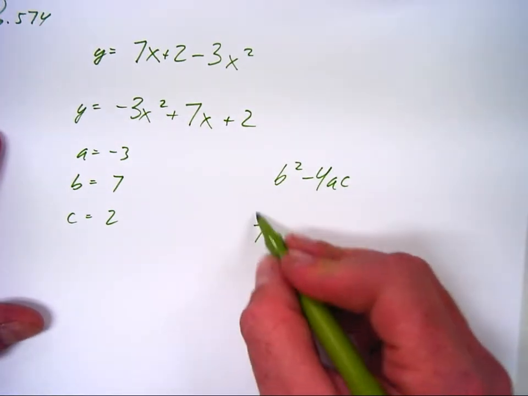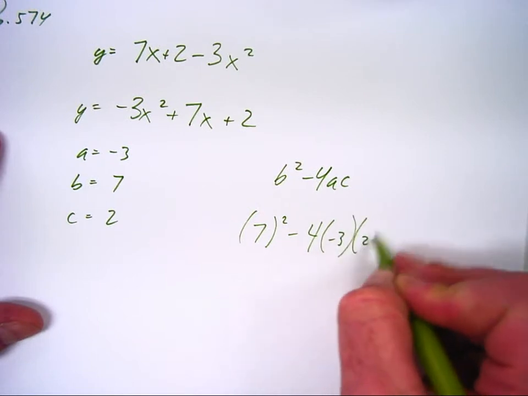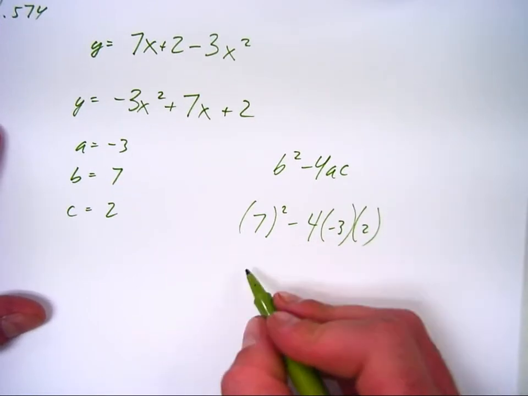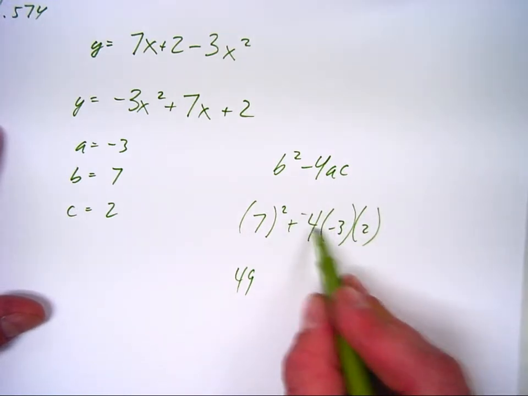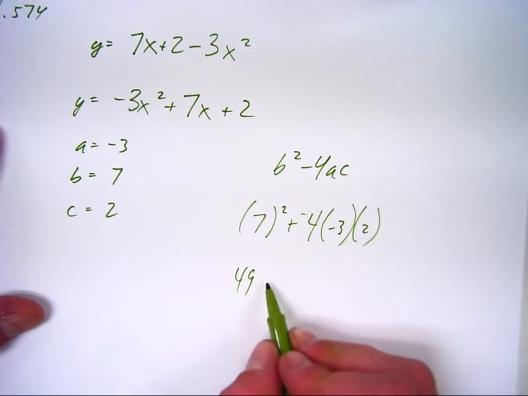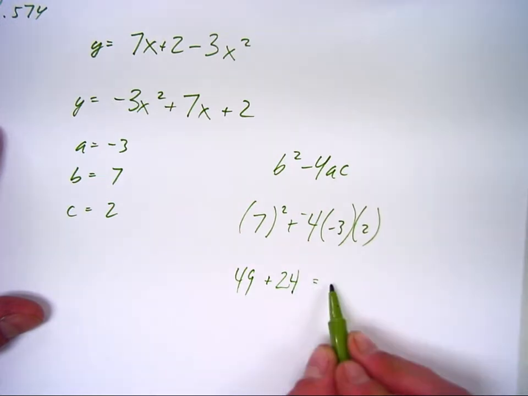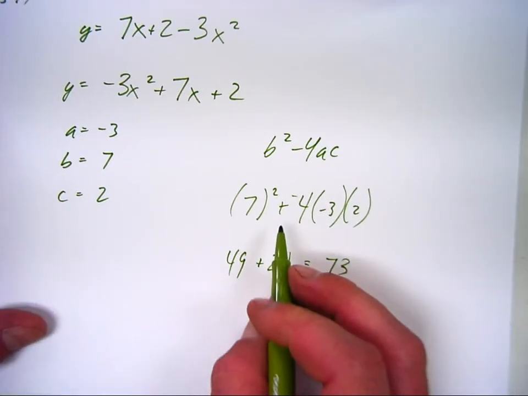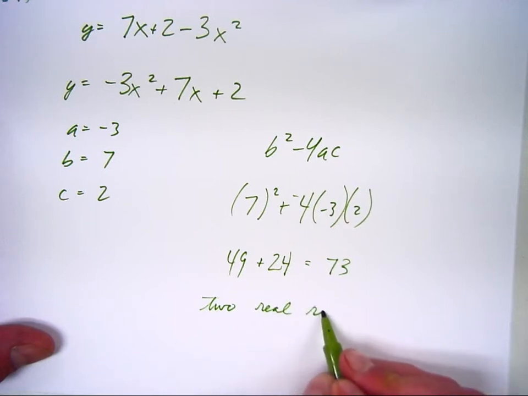So if I plug in 7 for b, I get 7 squared minus 4 times negative 3 times 2. So 7 squared is 49. I can do this a lot of different ways, but negative 4 times negative 3 is positive 12, times 2 is positive 24. So this equals positive 24. This equals 73. Is that a positive number? Yep. So again, we're going to have 2 real roots.